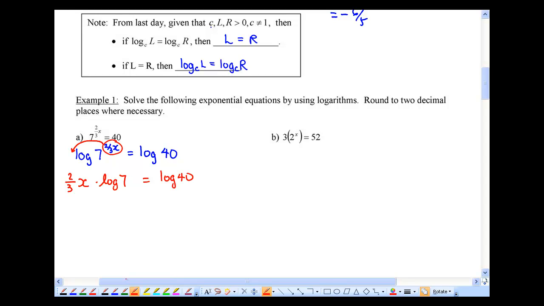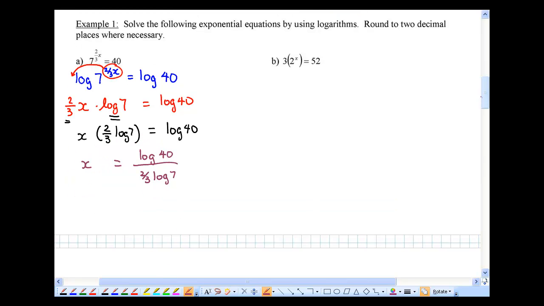2/3 of x times log 7. Well, once again here, I want you to understand that the 2/3 and logs are just numbers, so I can just group them together if you want. 2/3 of a log 7, and that equals log 40. And ultimately, solving for x now, I'm going to ask you to just take log 40 and divide that by 2/3 log of 7. Okay? Calculator time.